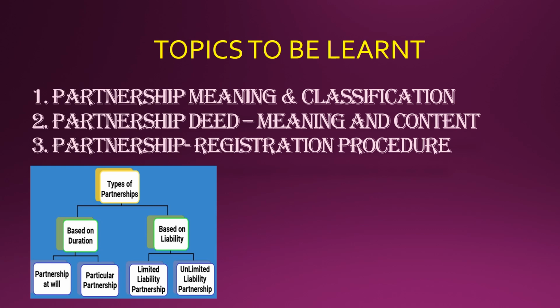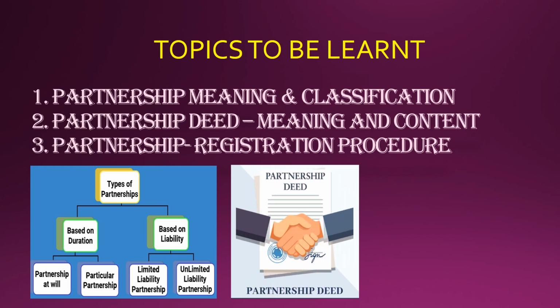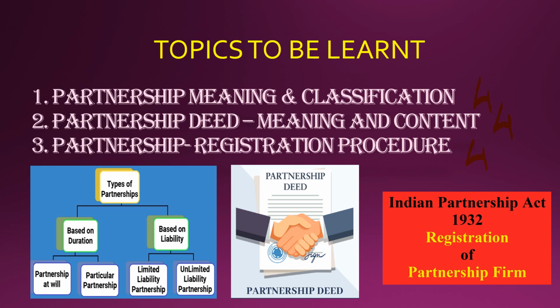So this would come as a 4 marker. I thought let me do it separately because I don't want you to get confused between types of partners and partnership. The next topic is partnership deed, the meaning and the content, which again is a 4 marker. And the third topic is partnership and the registration procedure. So I'm going to write here 4, 4, 4. All these are 4 markers that we are going to concentrate on today.